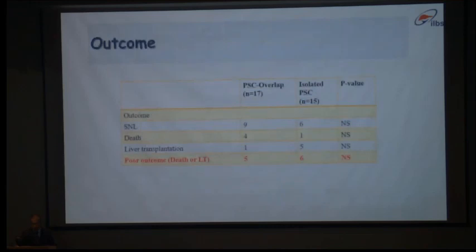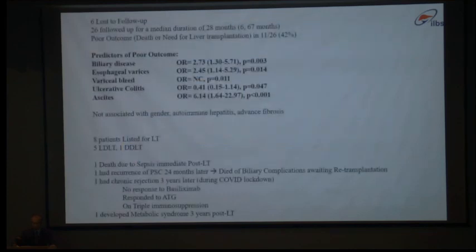So what about outcome? 5 patients in the PSC overlap group had poor outcome in comparison to 6 out of 15 patients in the isolated PSC group, but this difference was not significant. Overall, 6 patients were lost to follow-up, and 26 were followed up for a median duration of around 28 months. There was poor outcome in around 42%, which is very high in comparison to our AIH cohort, published around 4 or 5 years back, where the outcome was very good. So these PSC patients have a very poor outcome: 42% had death or need for liver transplantation.